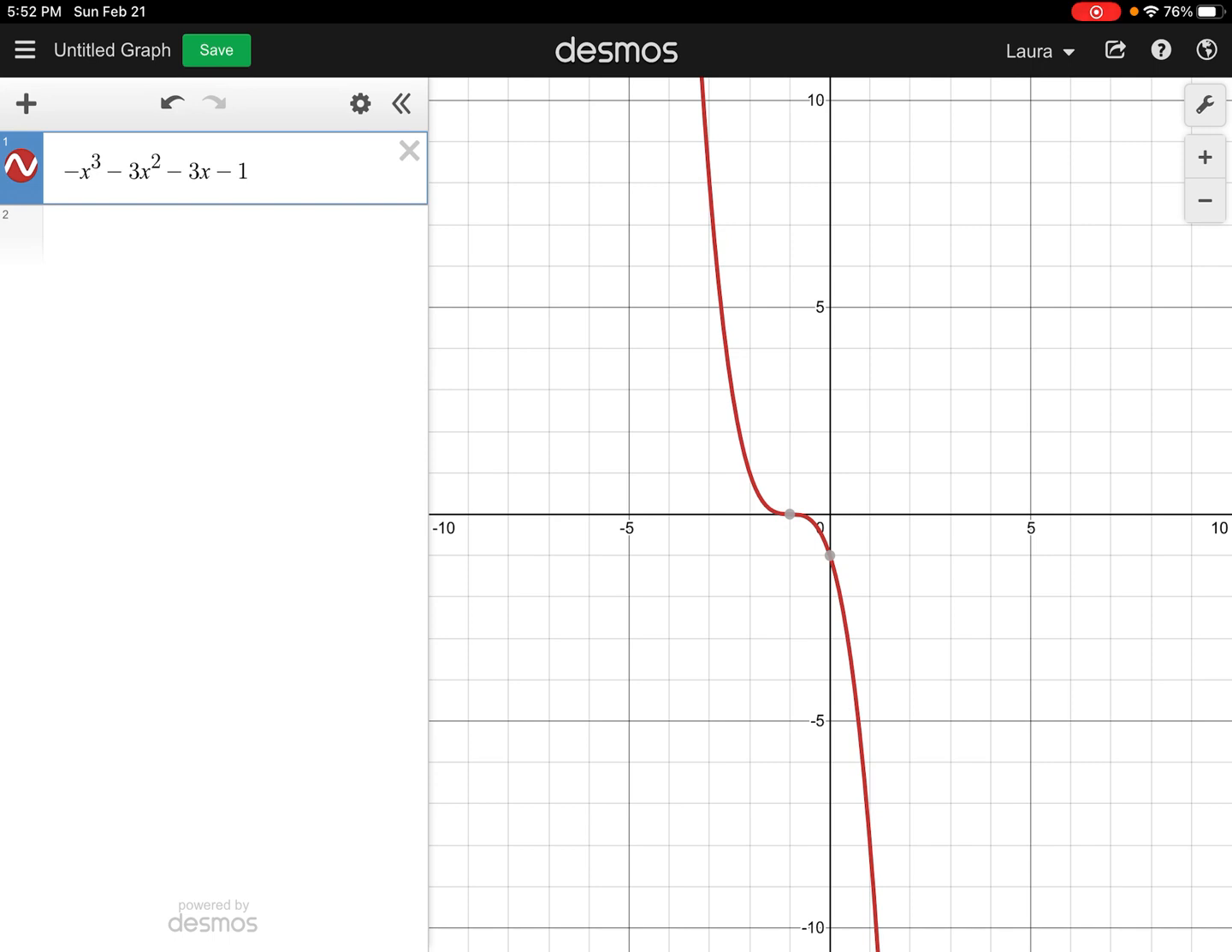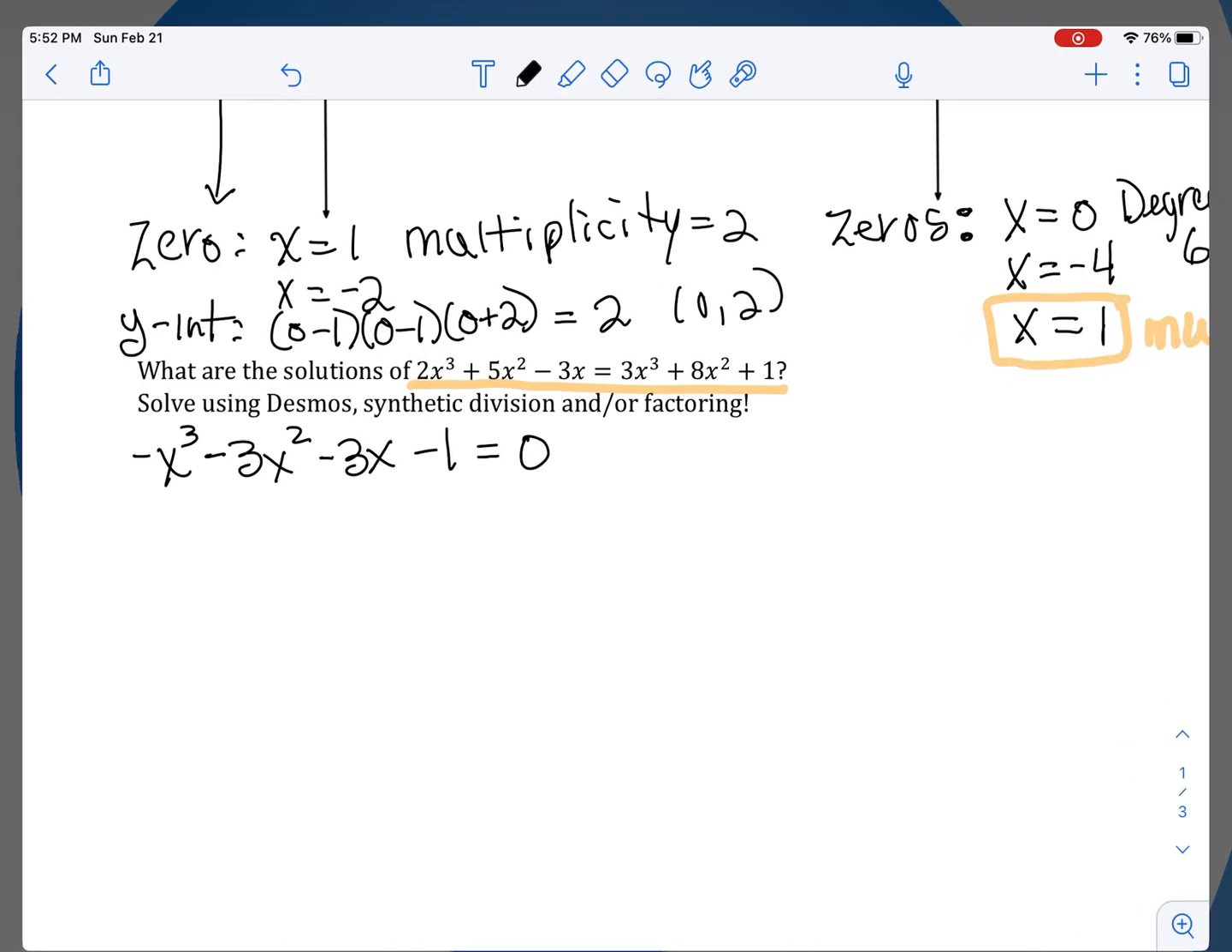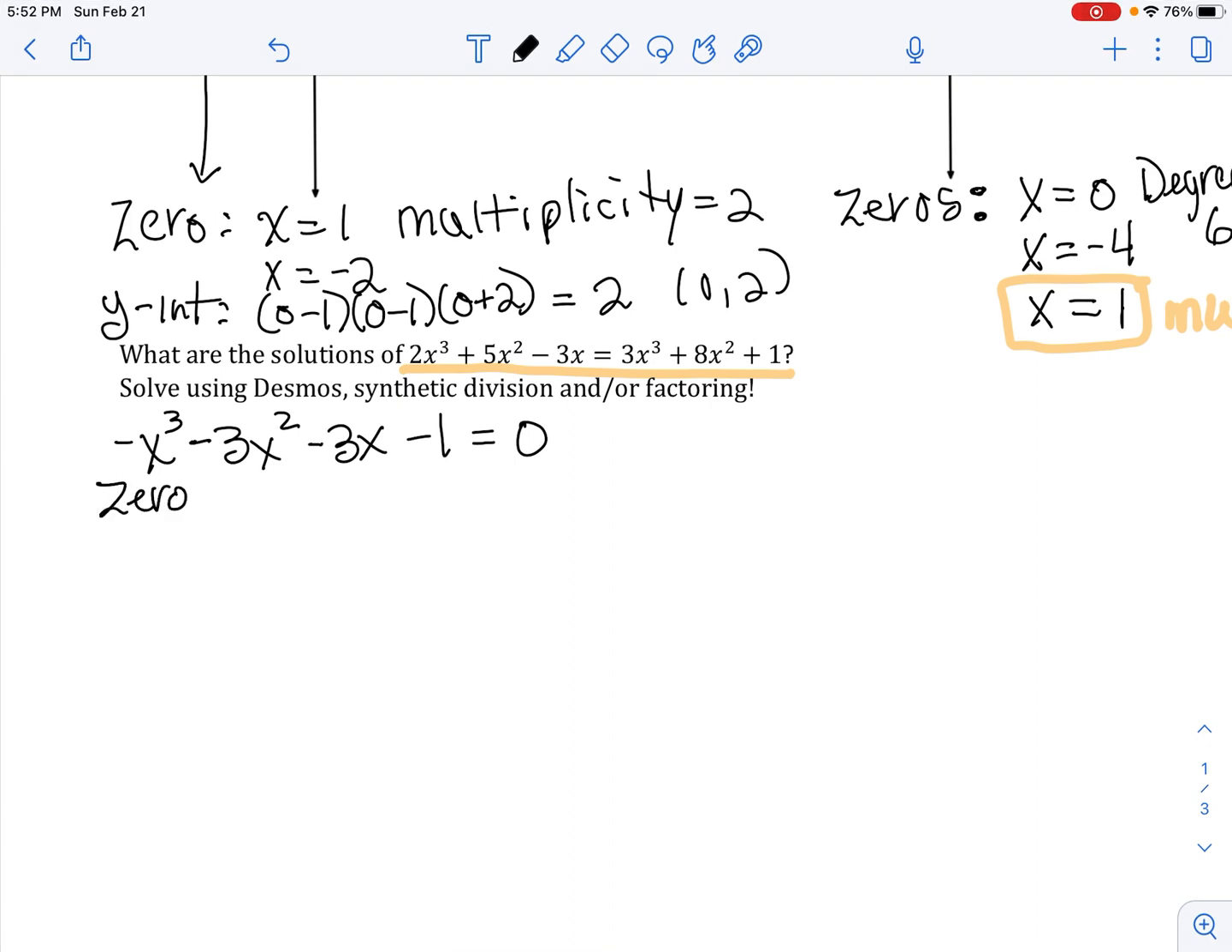And as we look at the graph, we see that there is a real 0 at -1. That's an integer. So -1. So I know that there is a 0 at x equals -1. But I don't know what the other two zeros are. And so here's where we're going to use synthetic division. So we're going to put -1 in the house. We're going to write down the coefficients, -1, -3, -3, -1. And we're going to do the steps for synthetic division.